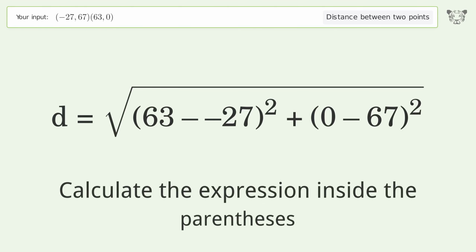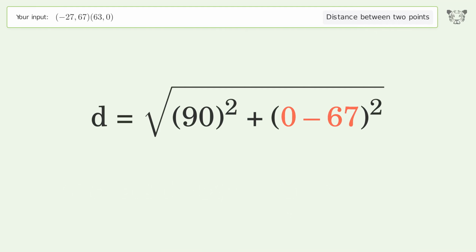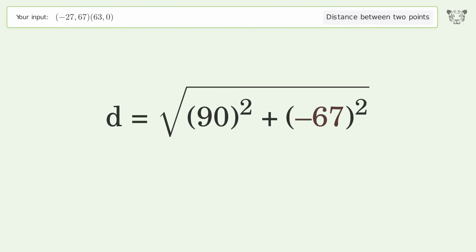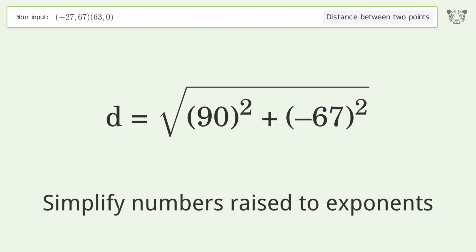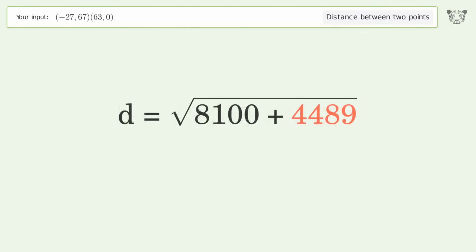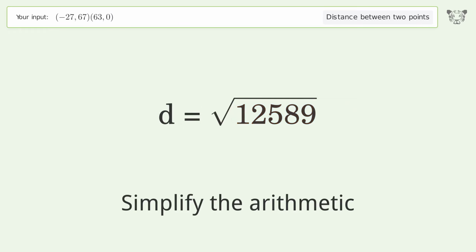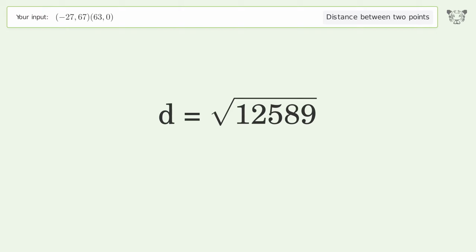Calculate the expression inside the parentheses. Simplify numbers raised to exponents. Simplify the arithmetic. And so the distance between the 2 points is the square root of 12,589, or 112.201.